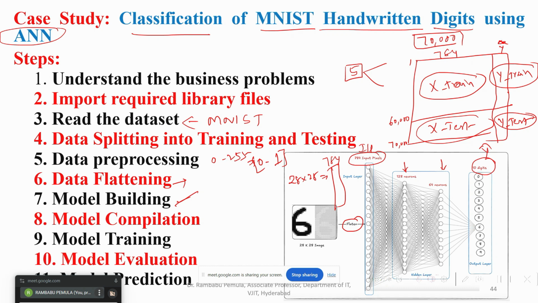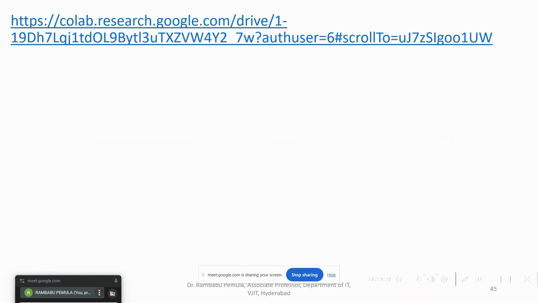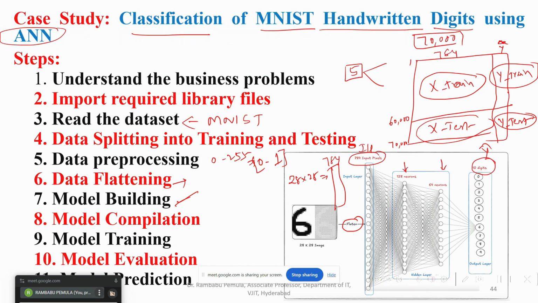These are the different steps you have to follow in order to develop your model. Now we are going to see our code in Colab. The steps are: understand the business problem, import the library files, read the dataset, split the data into training and testing parts, data pre-processing, data flattening, model building, model compilation, model training, model evaluation, and model prediction. These are the 10 or 11 steps you have to follow to develop any artificial neural network program.